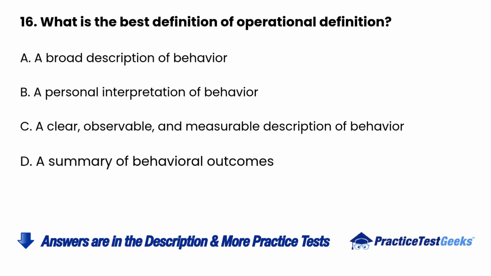16. What is the best definition of operational definition? A. A broad description of behavior. B. A personal interpretation of behavior. C. A clear, observable, and measurable description of behavior. D. A summary of behavioral outcomes.